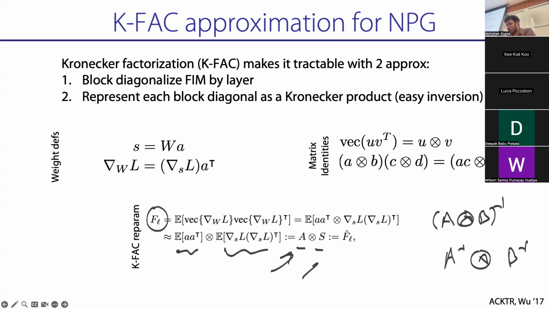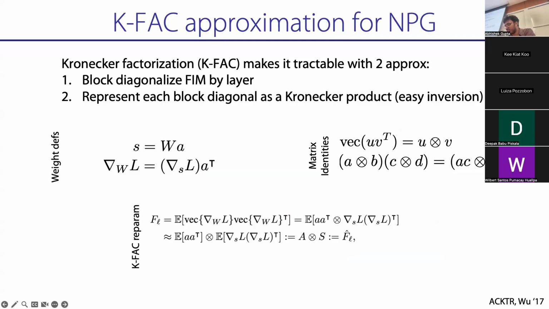And so now I have this small matrix. I just need to invert these things. Right, so what they do here is they compute this expectation, you get two matrices, you invert these small matrices. But the big jump in the approximation is that this thing is definitely not equal to this thing.